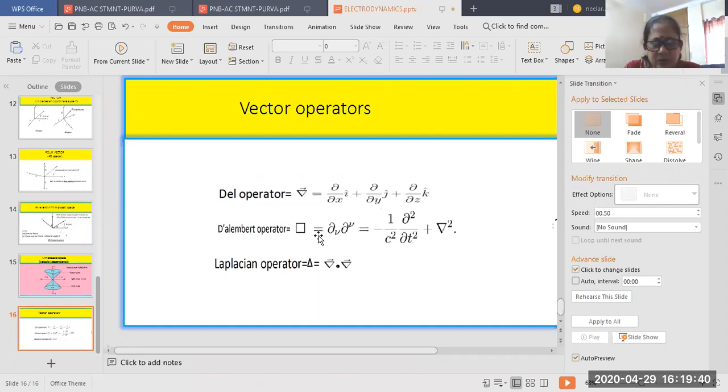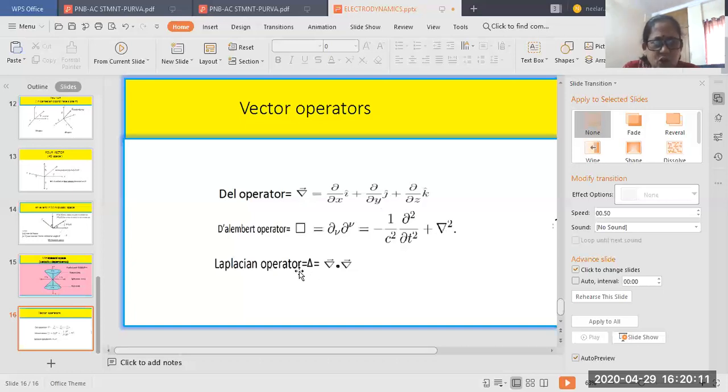D'Alembert operator. Okay. So here it is shown as dou nu. Here it is used as a subscript, here it is used as a superscript. I'll explain this. This is given by del square, which is already there. Del dot del, that is del square. Del square is also written as a Laplacian operator. You can see here the triangle is inverted: here the base is up, here the base is down.